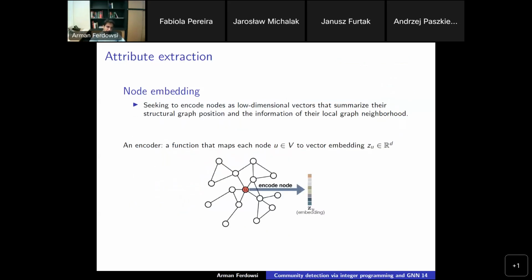Okay, turning our attention to finding a way to extract the graph's attributes, I had better start with reference to node embedding. Node embedding seeks to project vertices into a latent space in which geometric relations correspond to relationships in the original graph. In this fashion, an encoder can be referred to as a function that maps each node u belonging to V to a vector embedding z_u belonging to the space R^d.